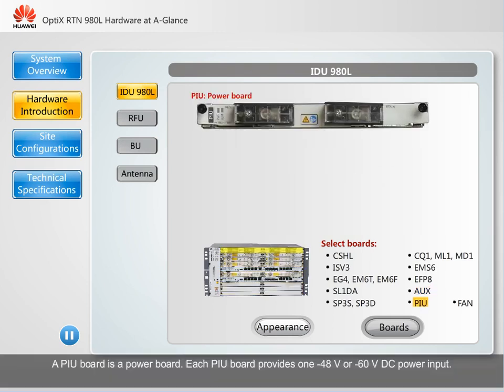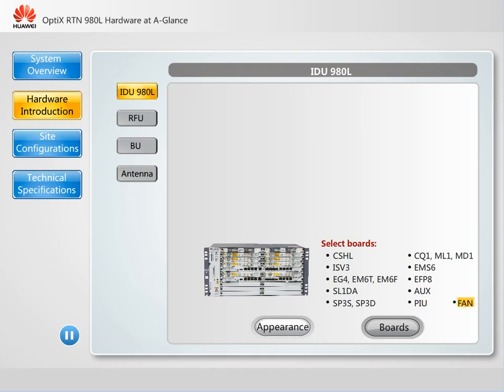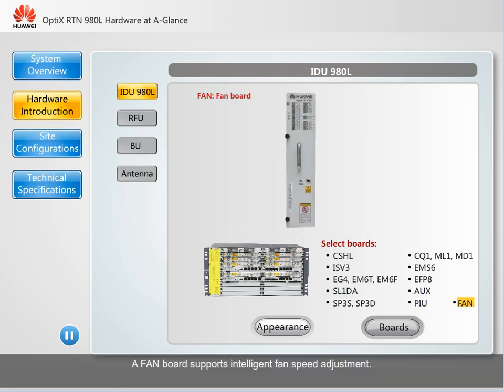A PIU board is a power board. Each PIU board provides one -48 volts or -60 volts DC power input. A fan board supports intelligent fan speed adjustment.